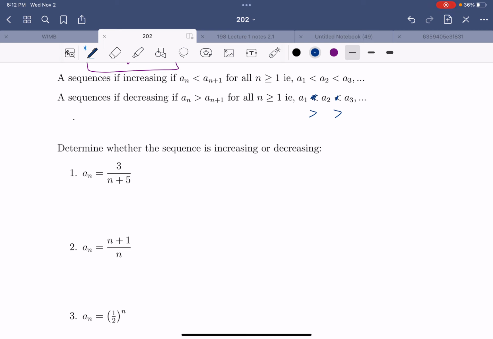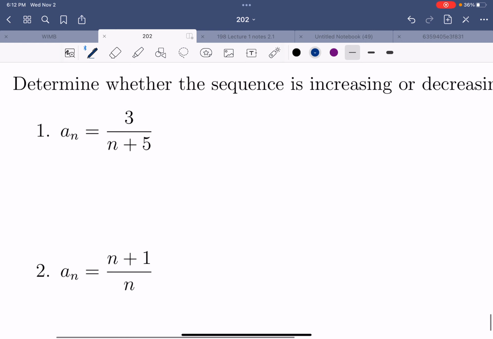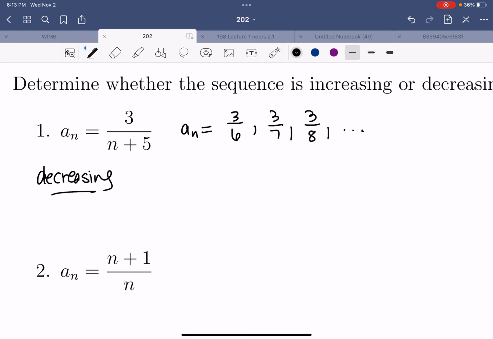So what we want to do is determine which it is, and then show that. When we take a look at 3 over n plus 5, if I look at the first few terms, this looks like 3 over 6, and then 3 over 7, and then 3 over 8, and so on and so forth. So as we're going, the numerator stays the same, but our denominator is getting bigger, and that means that your number is getting smaller. So this is decreasing over time.